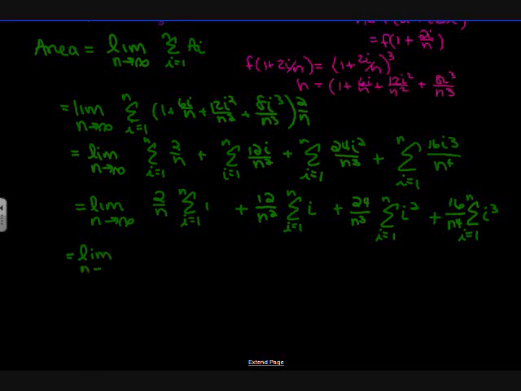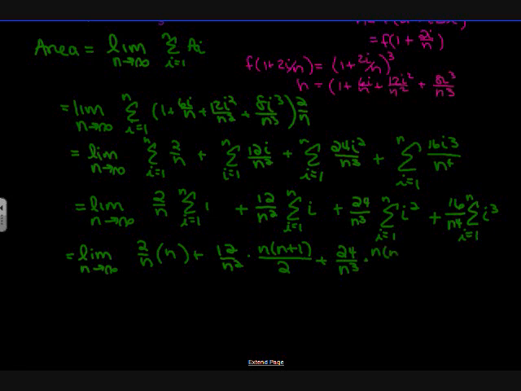So now I get the limit as n goes to infinity. For my first one, I have 2 over n times the sum of 1, so that's just going to be n, plus 12 over n squared times the sum of all i's, which is n times n plus 1 over 2, plus 24 over n cubed times the sum of i squared, and that one is n times n plus 1 times 2n plus 1, all over 6, plus 16 over n to the fourth times the sum of i cubed, and that one is n squared times n plus 1 over 4. And this n plus 1 should be squared.